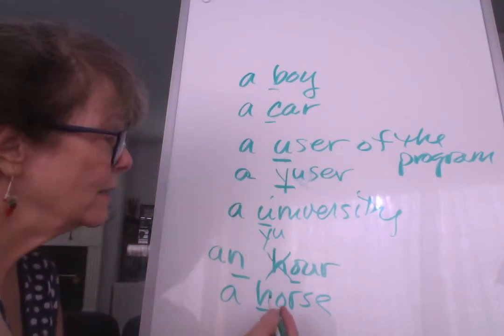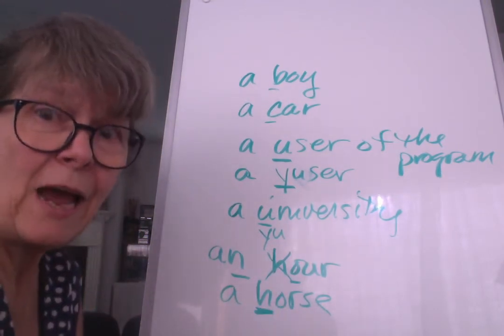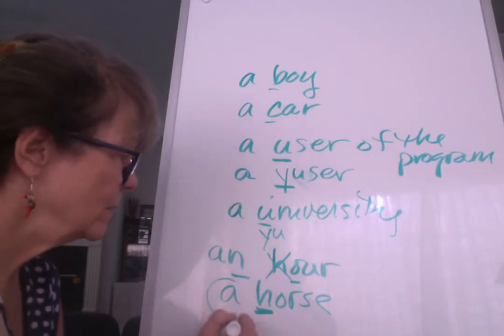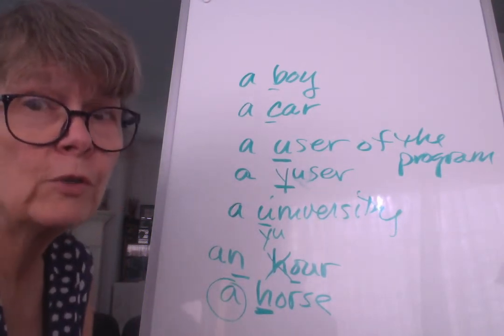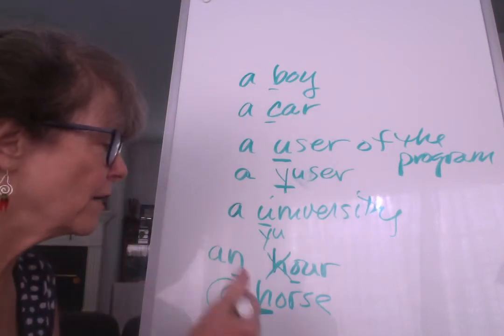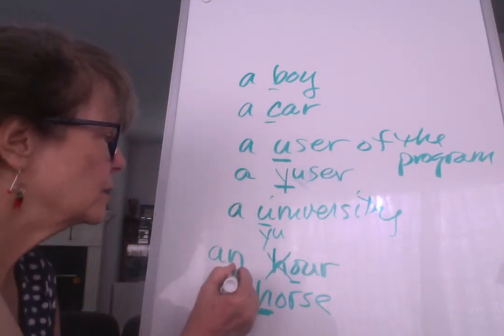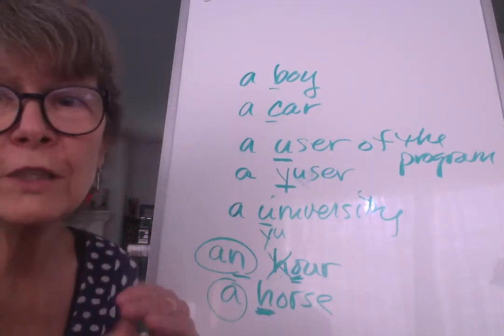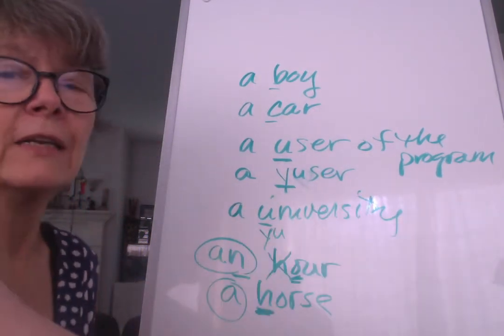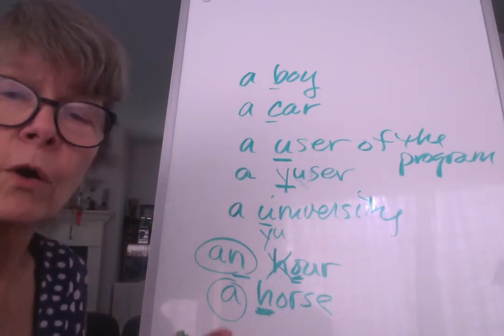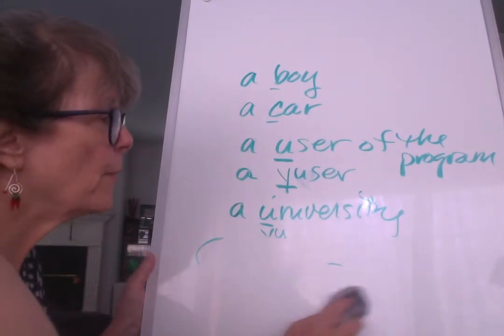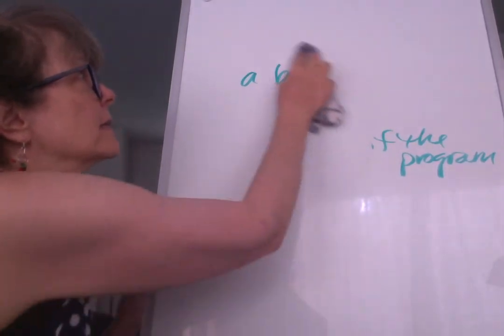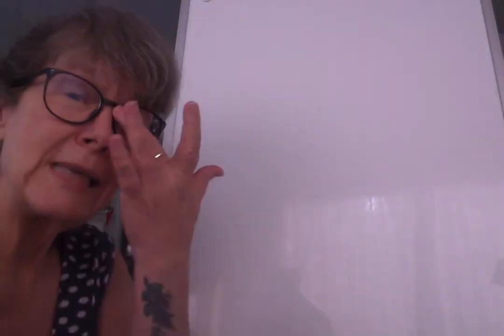So because that sound is a consonant sound, we go ahead and use the a, which we would expect to use in front of a consonant, right? We expect to use an in front of a vowel. So all this just to remind us that whether we use a or an doesn't depend upon what the next letter is. It depends upon what the sound, the next sound of the next letter is.